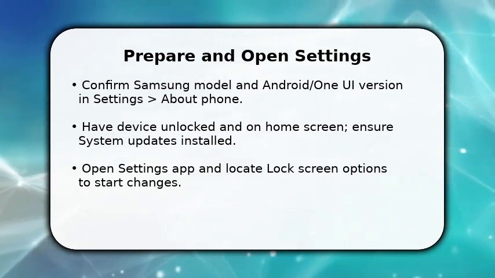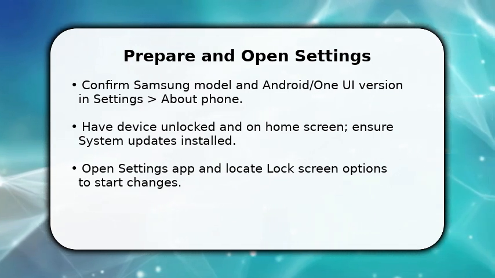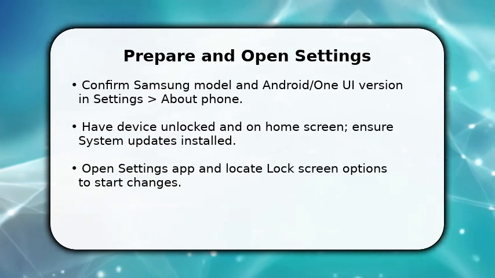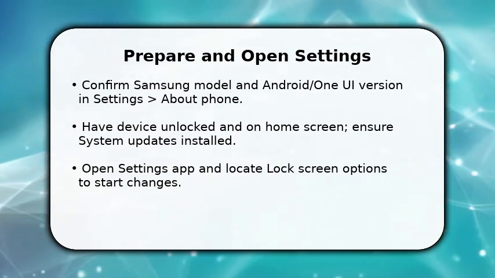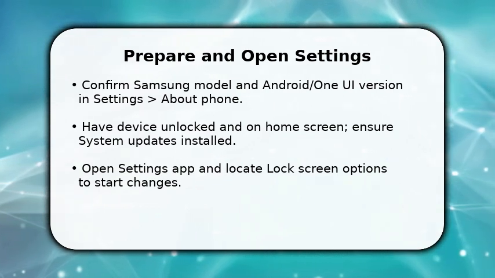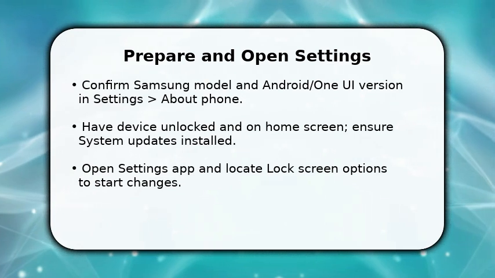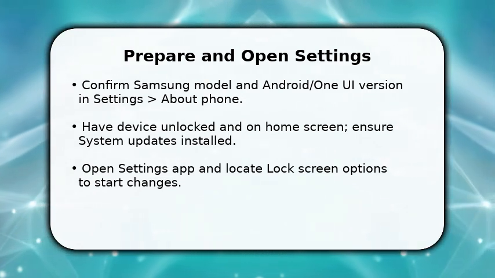Next, go directly to lock screen settings. This is where notification visibility is controlled. You're not configuring app by app yet, you're setting the global behavior. This first step ensures you access the exact menus needed and prevents confusion when options differ across One UI releases.